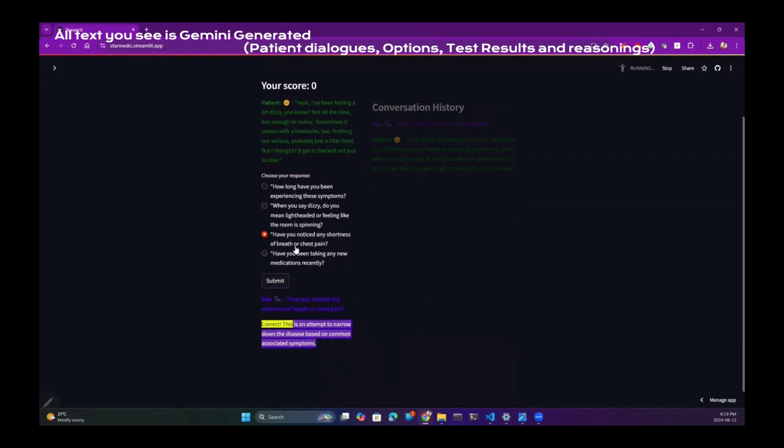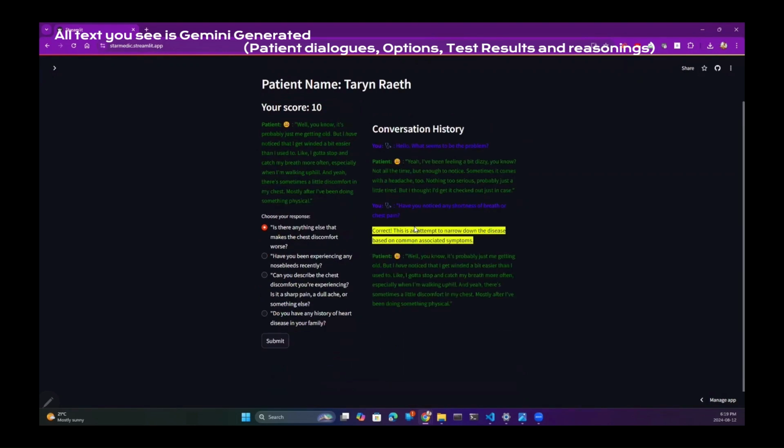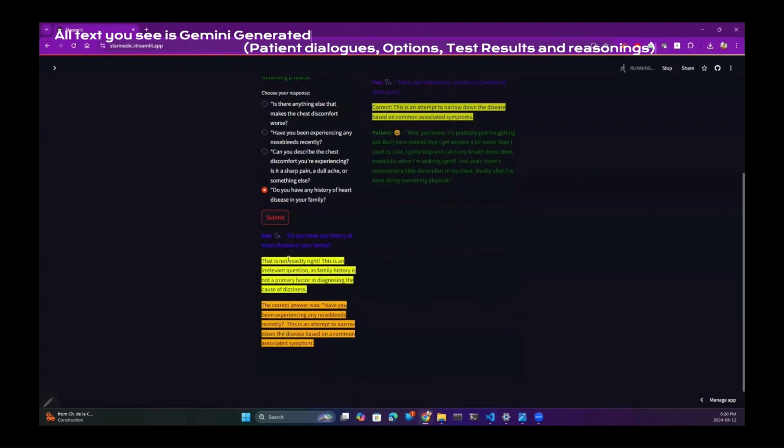So we've asked, have you noticed any shortness of breath or chest pain? And yep, it looks like it's the correct option, and he's responded that he has noticed he's getting winded a little bit easier, and he also has a little discomfort in his chest. And we're going to go ahead with some other option. I'm going to skip through this so that we can understand a little bit more about how the app works.